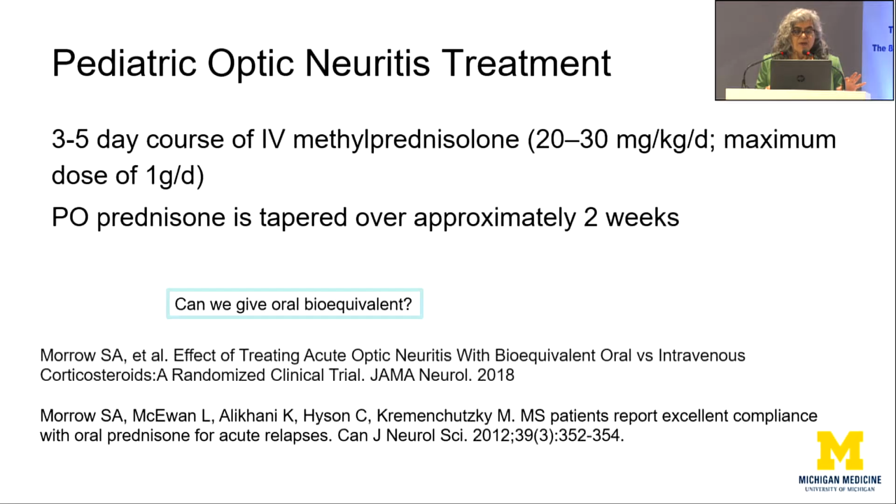We are giving an oral bioequivalent dose, like 1250 of oral prednisone, to our adults and occasionally to older children. That is less expensive, and I don't think it's used here, but it's worth considering if patients are financially constrained. And compliance with that oral dose has been documented to be very good.